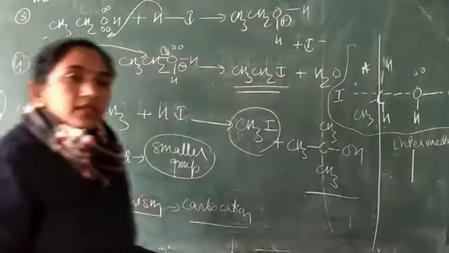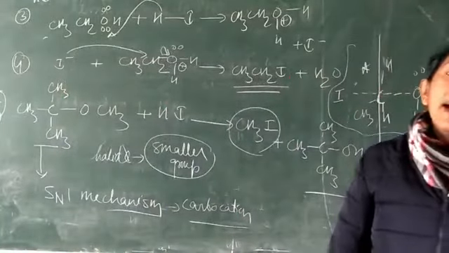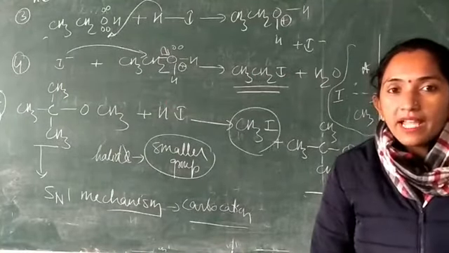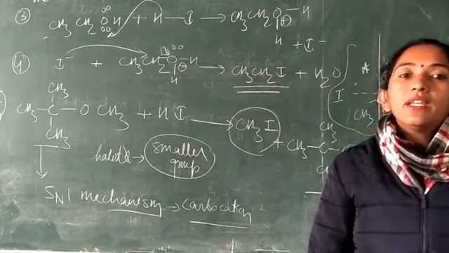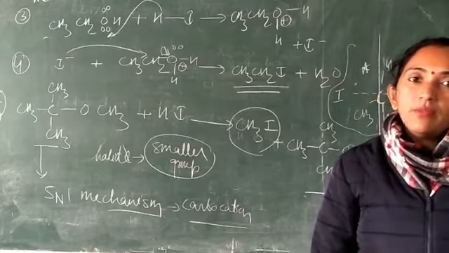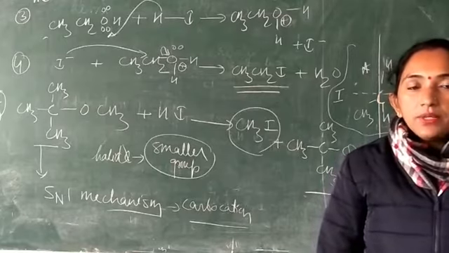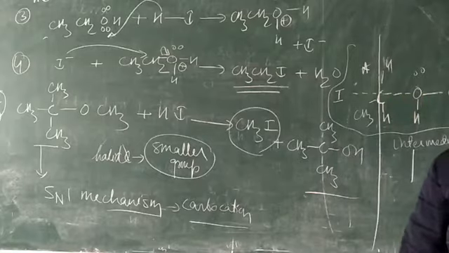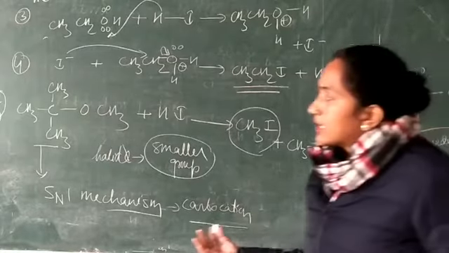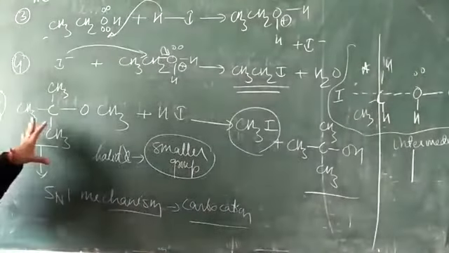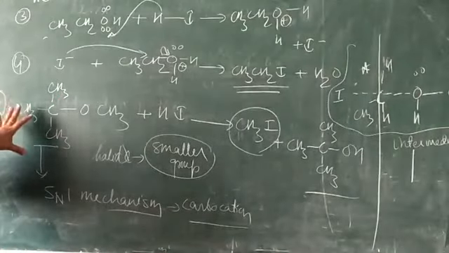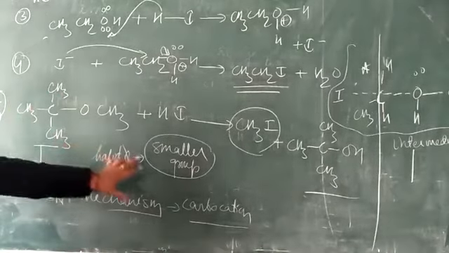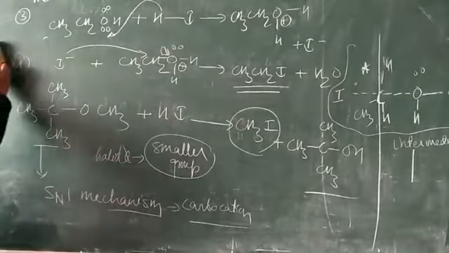So this is important here: if a tertiary alkyl group is present in the ether, it will follow the SN1 mechanism, and the alkyl halide will be of the smaller alkyl group. In this case it is methyl iodide that is getting formed, right? And instead of this, if you have a benzene ring instead of this group, then also student, the alkyl halide will be formed of the smaller group, right?